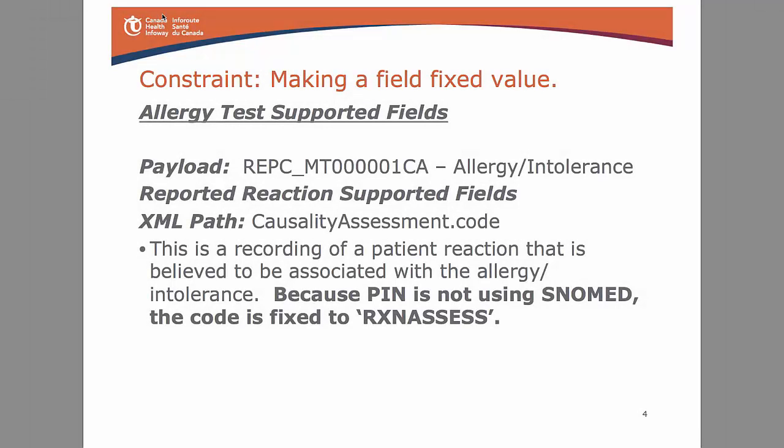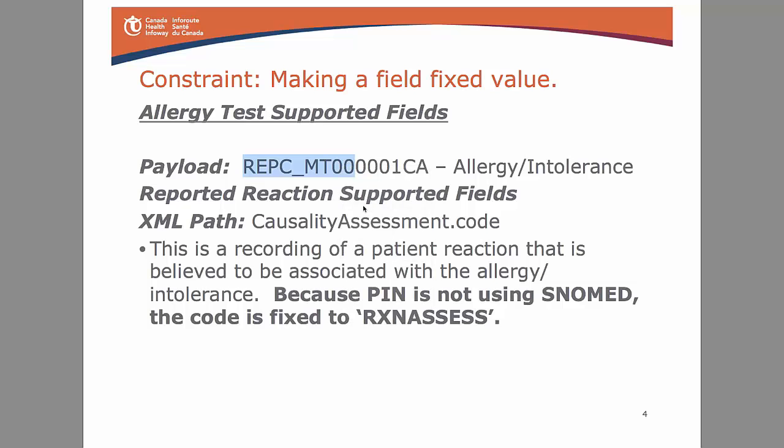Okay, let's add our second constraint. Here we're going to add a fixed value to a field. Again, this is because Saskatchewan is not using SNOMED, so they need to set this to a fixed value. In this case, it's our assess on the allergy intolerance.